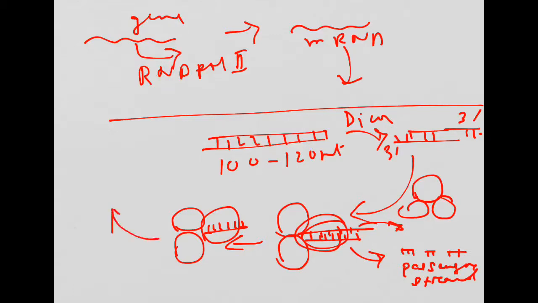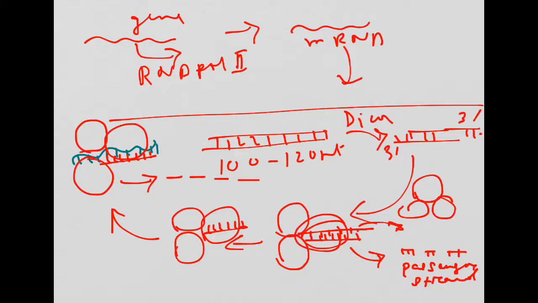Now, in a similar case, your RISC protein will be directed towards the target mRNA molecule. This is your target mRNA molecule. Now this guide strand will direct the RISC protein to bind to this target mRNA molecule, and this will cause cleavage of the mRNA strand. So the expression of that particular gene is blocked, triggering gene silencing.